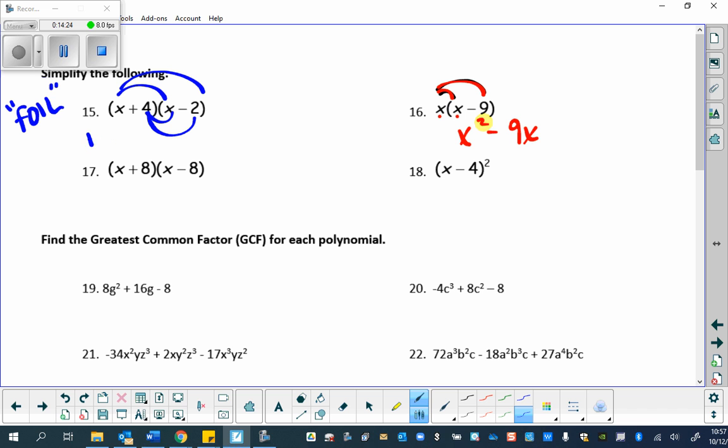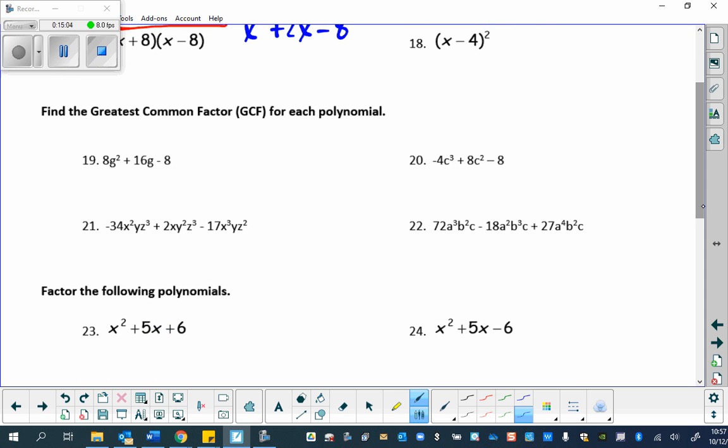X times x is x squared. Negative 2 times x is negative 2x. 4 times x is 4x. 4 times negative 2 is negative 8. Most often you will find that these middle terms can be combined, and you can write it simpler as x squared plus 2x minus 8. That is a quadratic trinomial. That's the product of those 2 binomial factors.